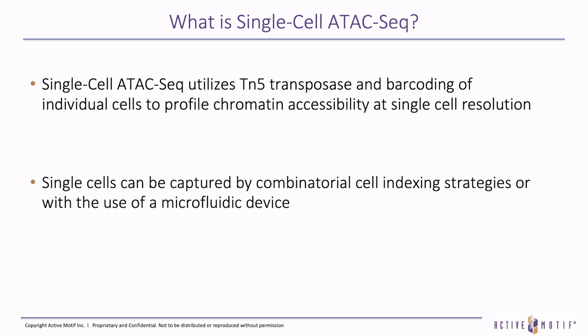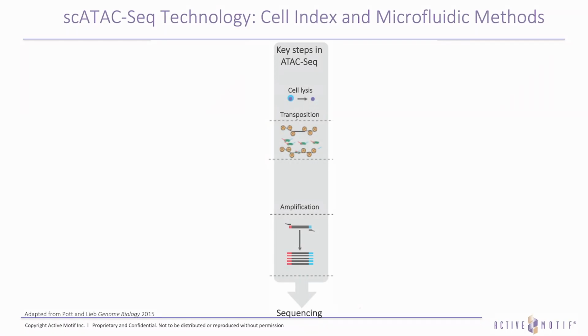There have been several different single-cell ATAC-Seq methodologies that have been developed over the years. Some of the more popular include combinatorial cell indexing strategies or the use of microfluidic devices. And I'll go into some details and compare and contrast these two methods in the next slide. So here we have the key steps in the standard ATAC-Seq workflow. We have cell lysis, where we isolate the nuclei, transposition, amplification, and subsequent sequencing.